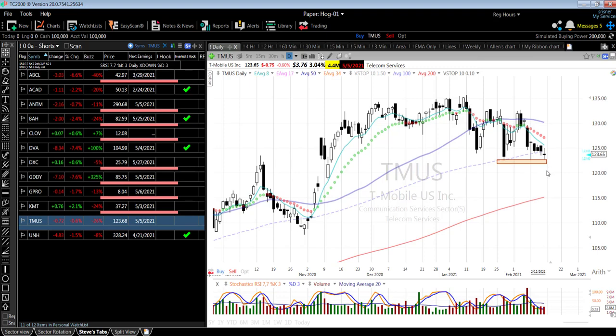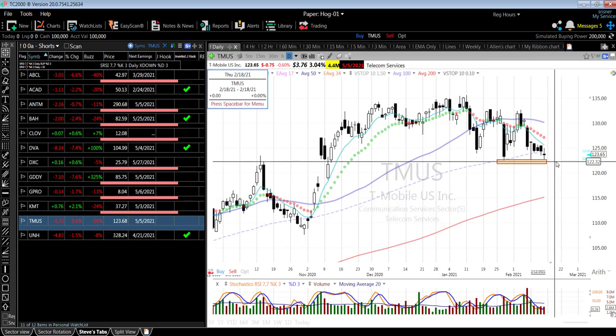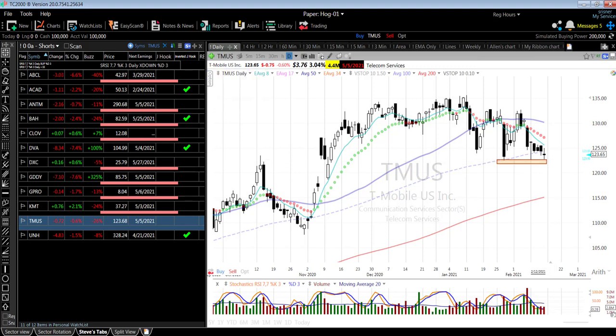Next one is TMUS. I'm going to wait to make it break the 122 and a half, 122 and a quarter level. All of these levels down below, right in here, are in play. Probably looking at the 200, the rising 200. So the target would be somewhere in a 115, 116 level.